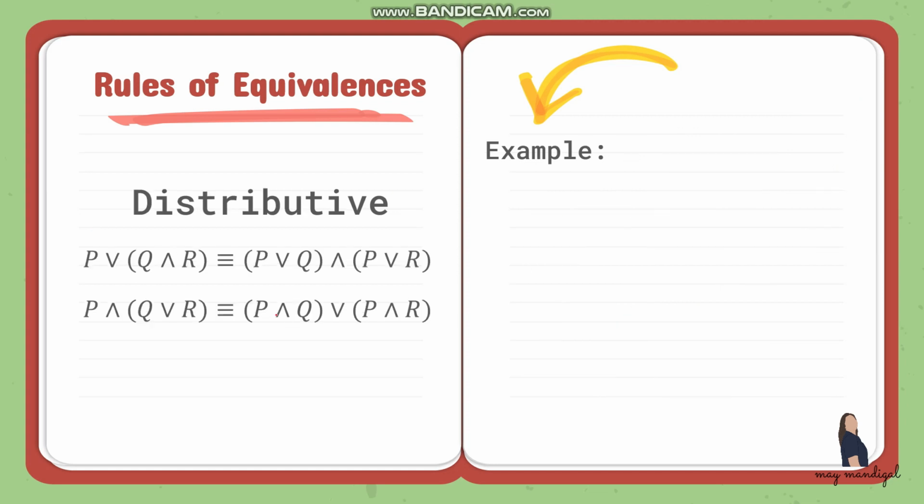Next we have distributive. So for us to apply the distributive rule, what we will do is just distribute P with Q. So it will become P or Q and P or R. So we have here P or Q and P or R. Same as if we change and or here. So we have P and Q or P and R.